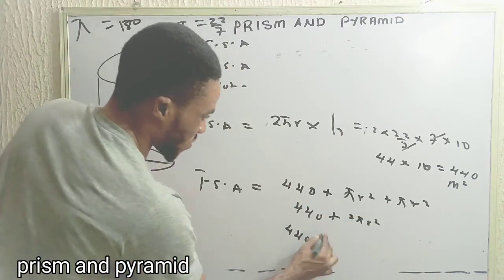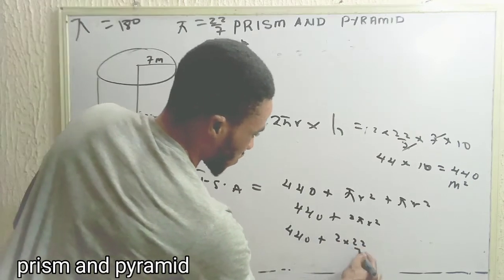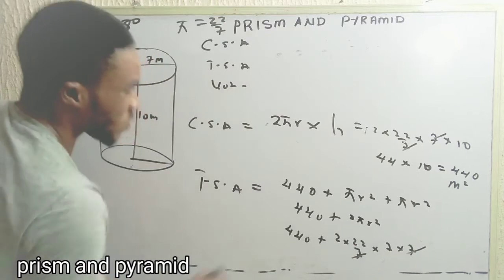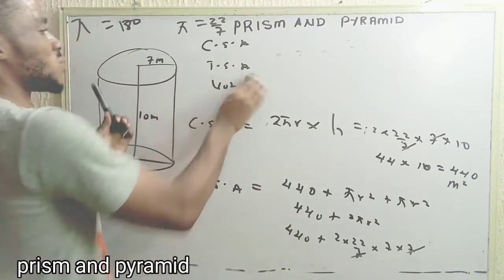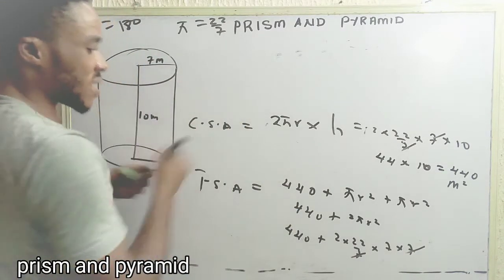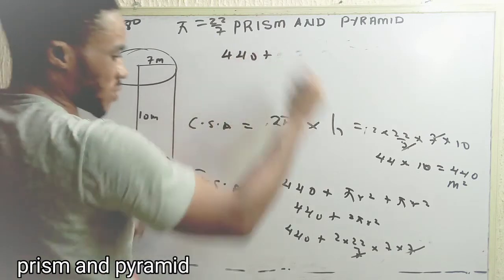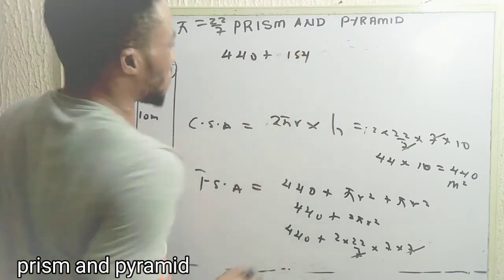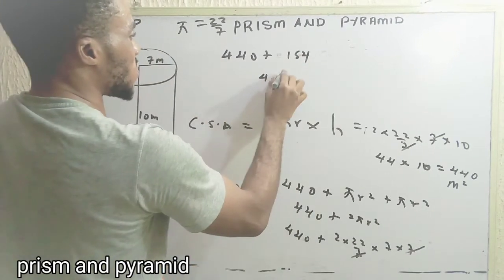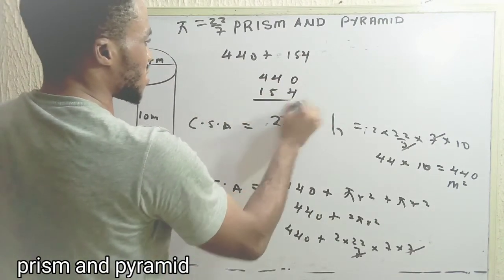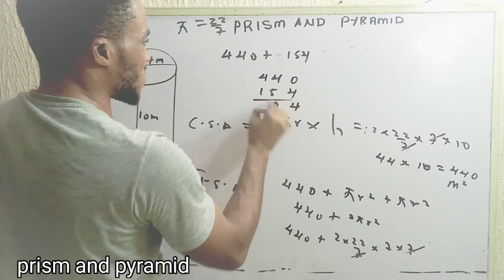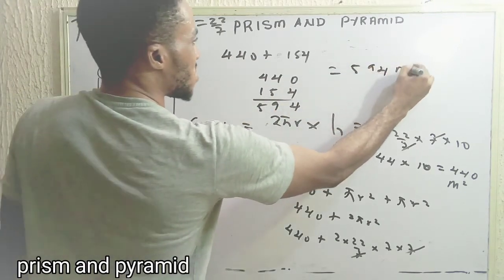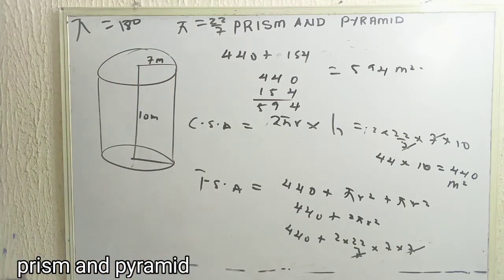So I have 440 plus 2 times 22 over 7 times 7 times 7. This will cancel this one. So I have, permit me to finish it here. So I will have 440 plus this times that, which should give me around 154. So adding 154 using the old-fashioned method, I have 4 here, I have 9, I have 5. That's 594 meter squared for that part of it.